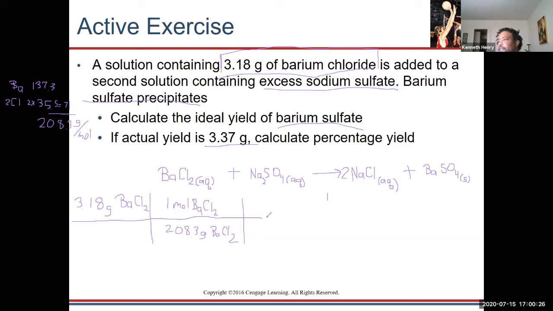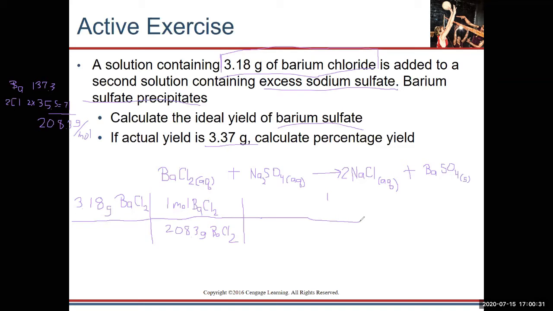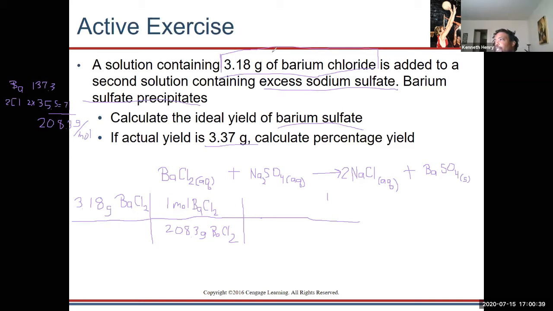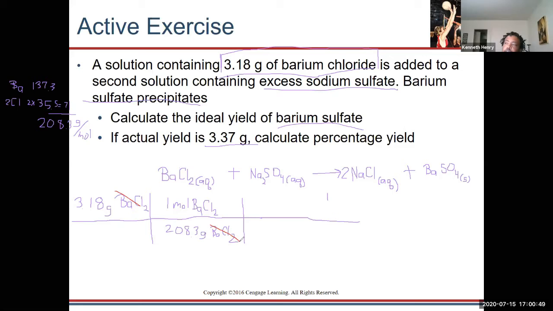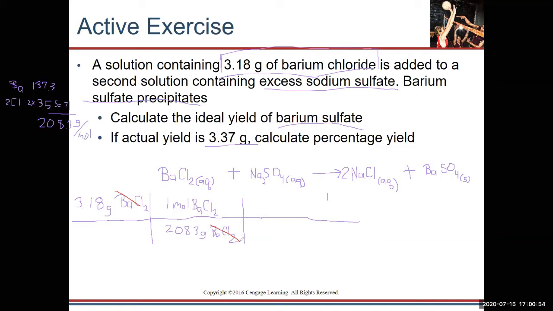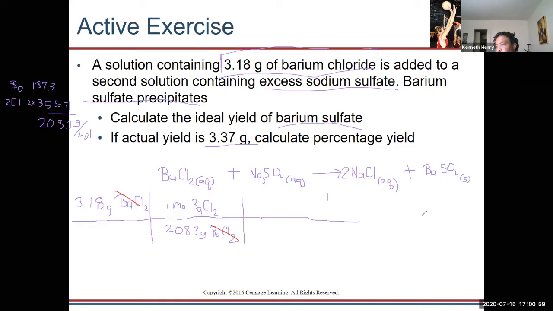Okay, what's next? Let's cross some things out, so I might add a little clarity. So what do we have now? What are our units? Moles of what? Barium chloride. And what are we trying to calculate? The barium sulfate. So how do I go from moles of barium chloride to barium sulfate?